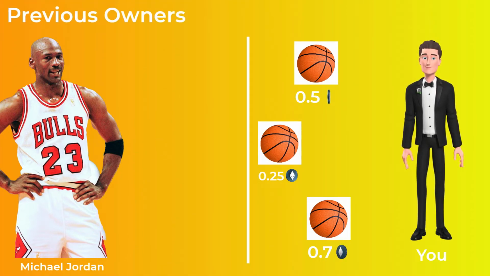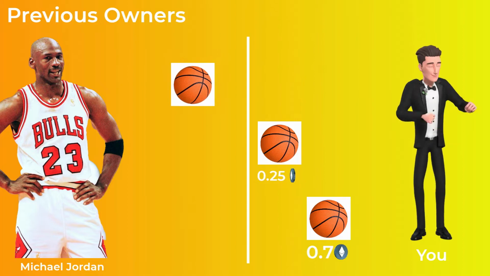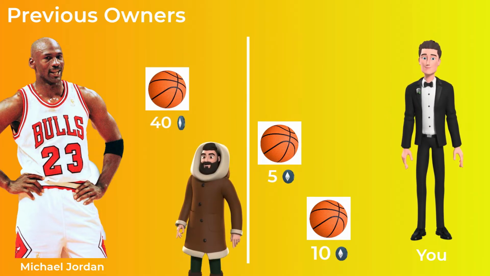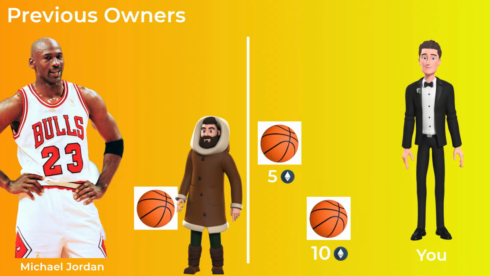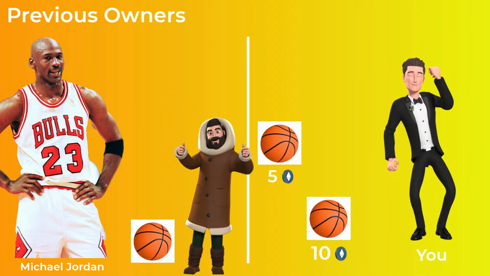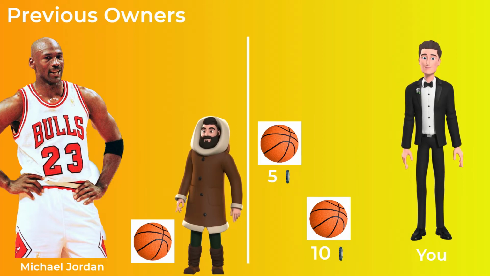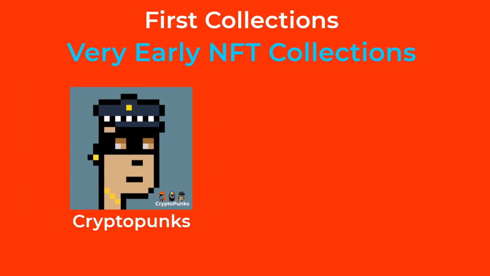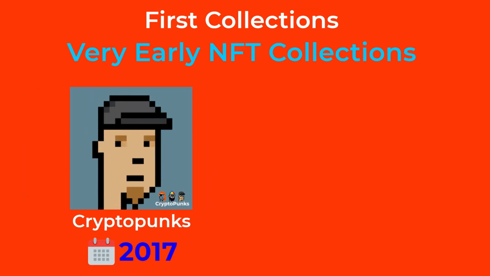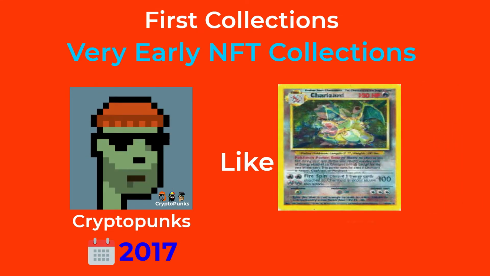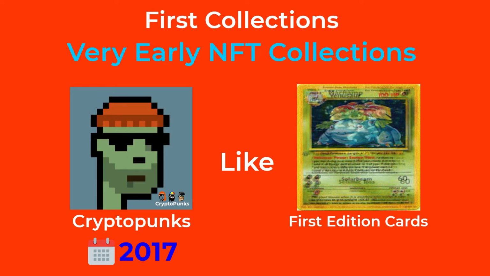Also, suppose that you minted these basketball NFTs. Then, Michael Jordan bought one from you and owned it for a while, then decided to sell it. It will be worth a lot of money, a lot more than the other 2 NFTs. So the price also depends on previous owners of an NFT. Another reason why some NFTs are very expensive is that these NFT collections were from the very first NFT collections to ever be released, like the CryptoPunks collection released in 2017. So they are much more expensive than newer collections, just like the first edition Pokemon cards, which can go for a lot of money right now.